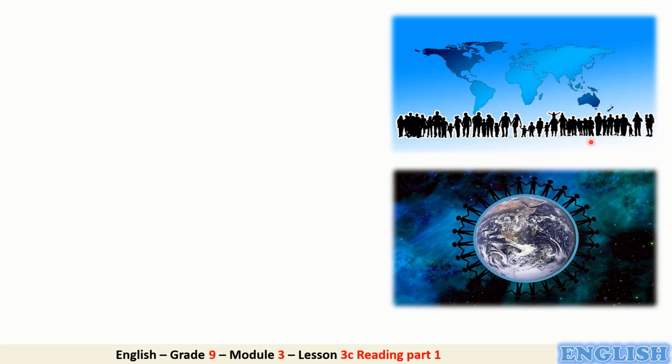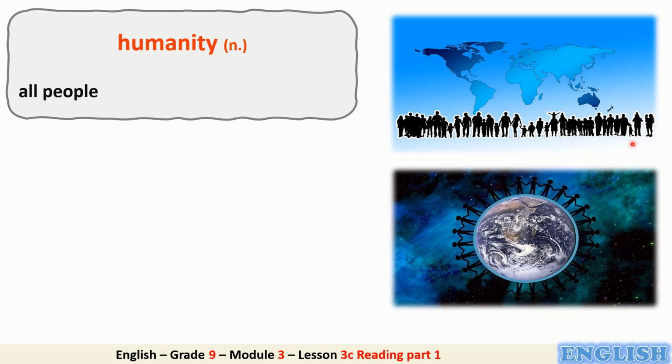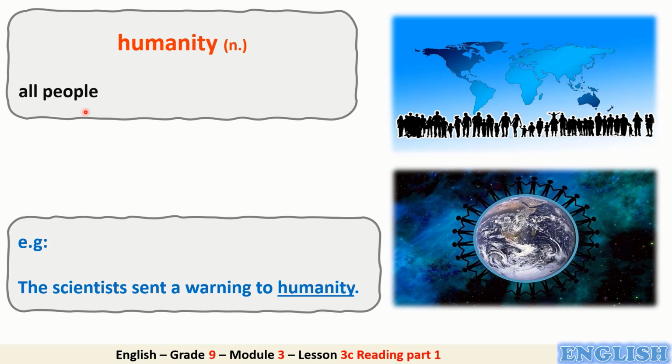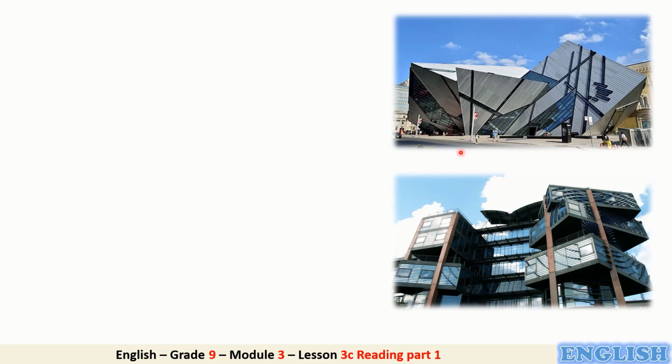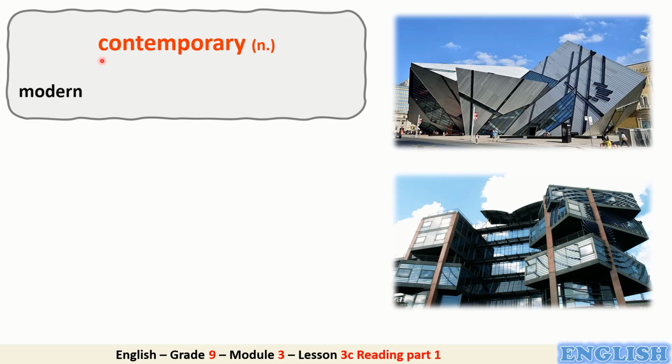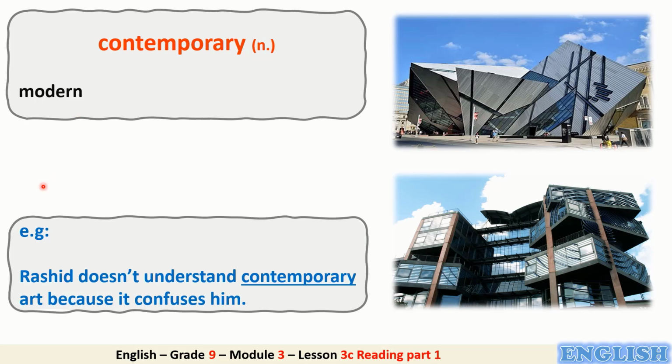Look at these people here in this picture. They are called humanity, and it is a noun, which means all people. Let's see the example. The scientists sent a warning to humanity. Can you describe these two buildings? They are contemporary, and it is an adjective, which means modern. Look at the following example. Rashid doesn't understand contemporary art because it confuses him.